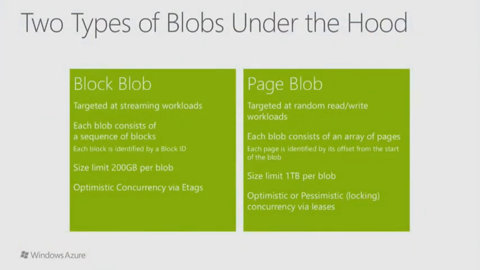Now, I mentioned earlier there are two types of blobs. There's block blobs and there are page blobs. If I'm writing the next YouTube, I'm going to use a block blob. That's targeted at streaming workloads. I can basically go through and get a sequence of blocks, and those are going to be queued up to stream down to me very quickly. There's a smaller limit on this one, so it's only 200 gigabytes per block blob, but there's obviously ways that we as developers can string those together.